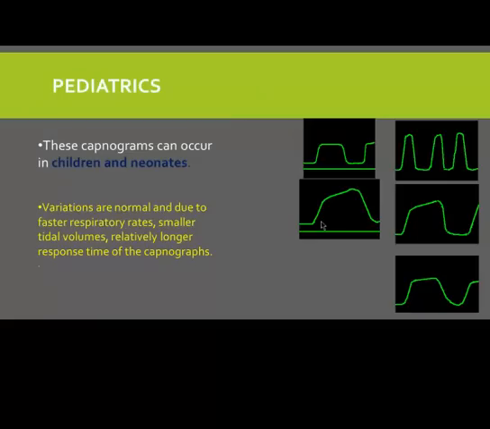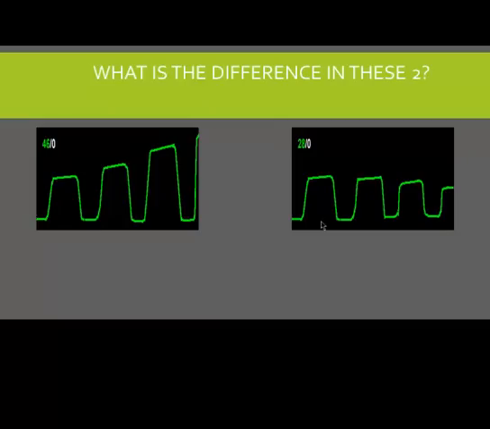Sometimes with pediatrics, they may have variations that are normal. They may have normal variations, and we'll talk about that more this summer. We're not going to focus a lot on pediatrics right now, but they do have smaller tidal volumes, and sometimes their inspiratory and expiratory volumes and times are a little bit different. Okay? All right, so we've seen these before.